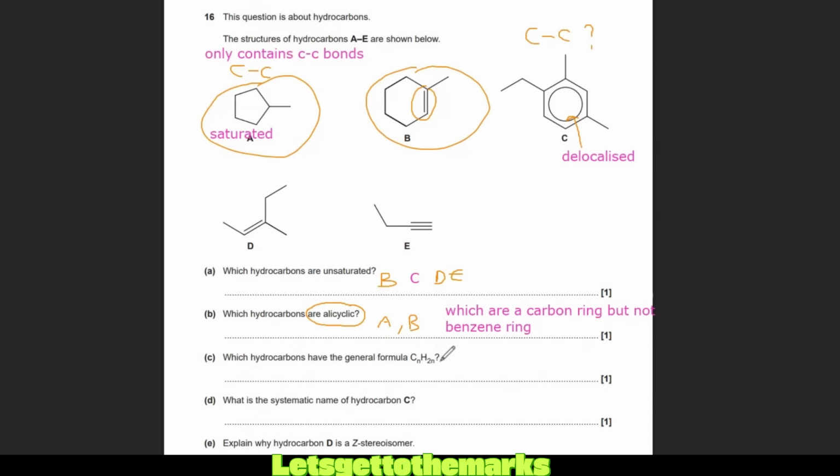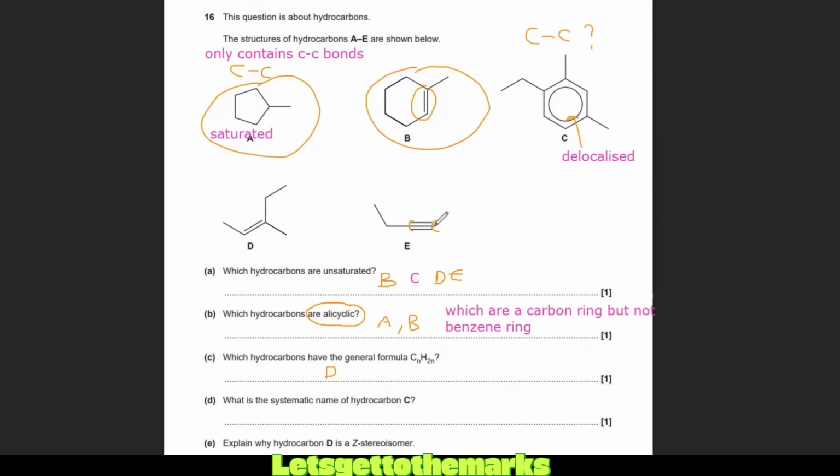Which hydrocarbons have the general formula CnH2n? CnH2n is normally alkenes, isn't it? So it's definitely D, because D is an alkene. Then let's just check the others. You could write it all out and find out what it is. If we really wanted to be long, we'd write it all out.